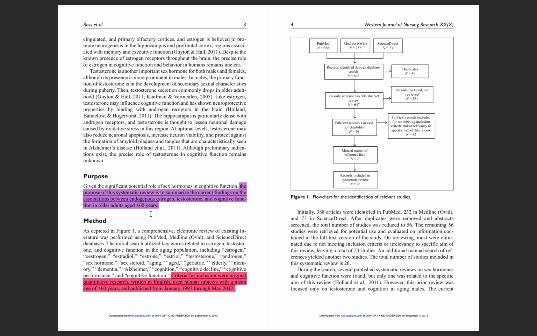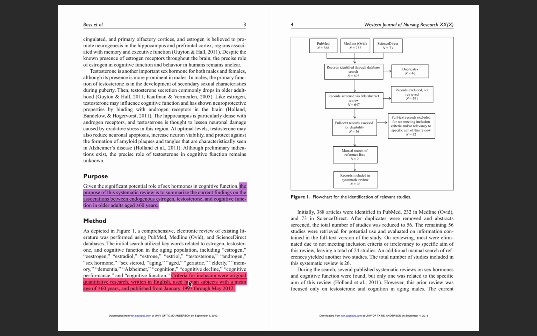As depicted in figure 1, and this is the table I was looking for in that other study and didn't find, you're just going to describe again what you found and what you did in terms of your search. I did a comprehensive electronic review in PubMed, Medline, and ScienceDirect databases. These again are all the different keywords that I used.